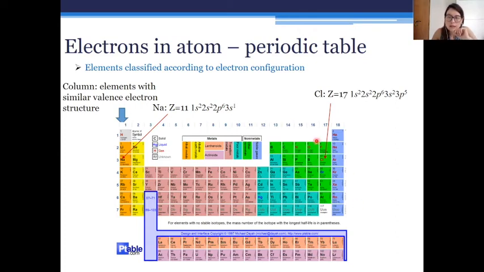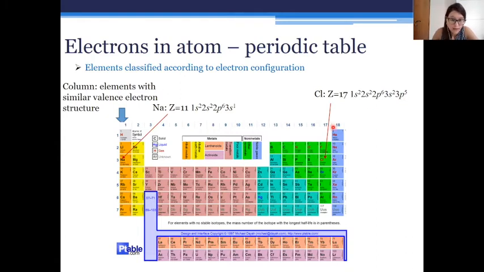So on columns 16 and 17, we have the atoms that are lacking 2 or 1 electrons to get a stable electron configuration. And on column 17, we have the halogens. So if we have a look at the electron configuration of chlorine, which has an atomic number of 17, you can see chlorine is missing, or is deficient by, 1 electron in the 3p5 on the valence shell.